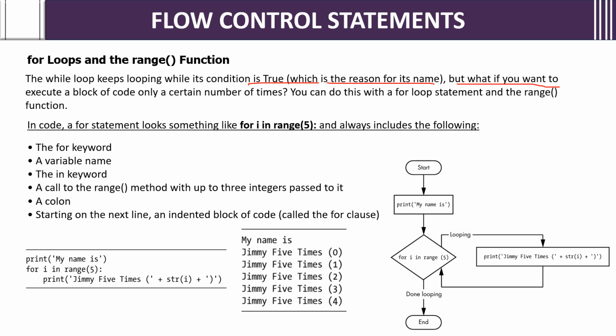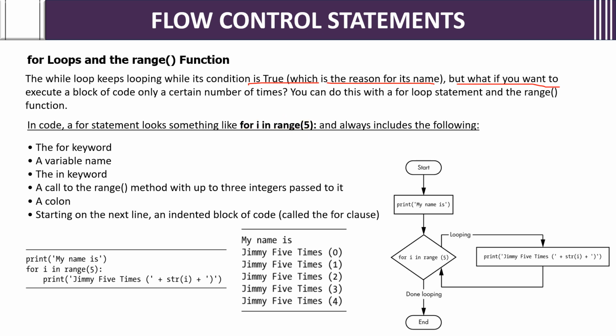See, you can do it using the for loop with the range function. How many certain number of times do you want to repeat? Like 4 times, 3 times, 6 times, like that. You can provide the range. In code, a for statement looks something like for i in range(5). We will see how. For i in range, right? The range, how many times you want, you should mention in this bracket.